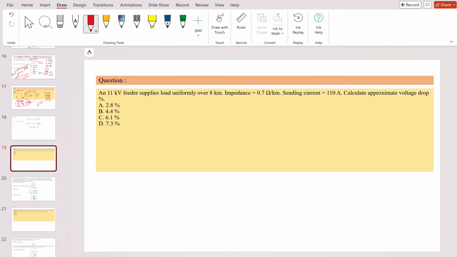Moving forward, try to solve this, which we have already seen. I just wanted you to get a glimpse of it. There is a three-phase 11 kV feeder, length is given, impedance is given, sending end current is given. Try to find the approximate voltage drop. I have already given the formula here to remember the concept, so apply the values and you can get the answer.